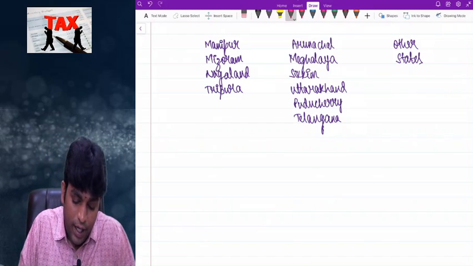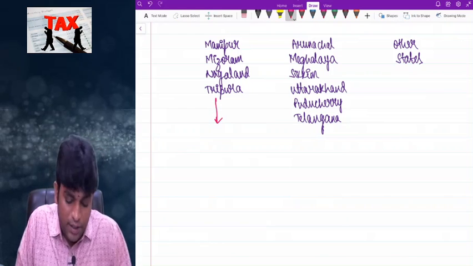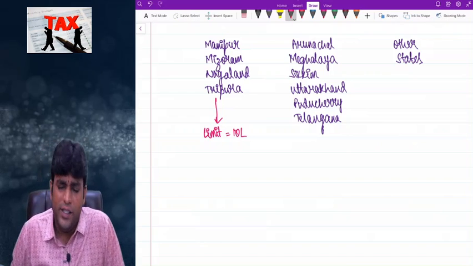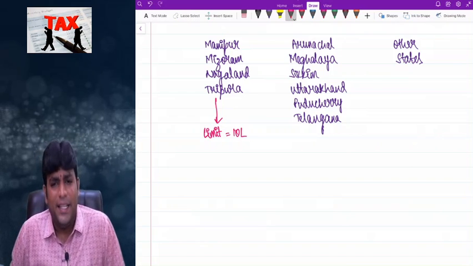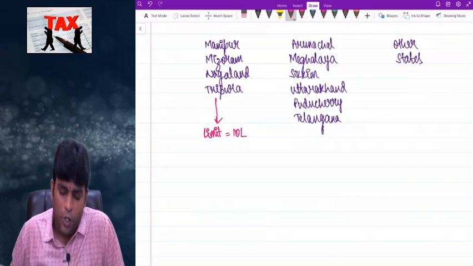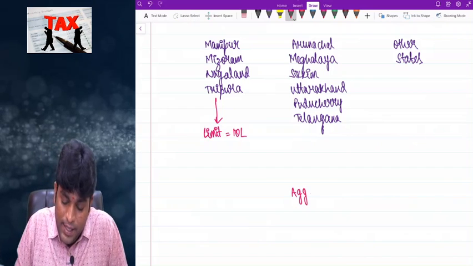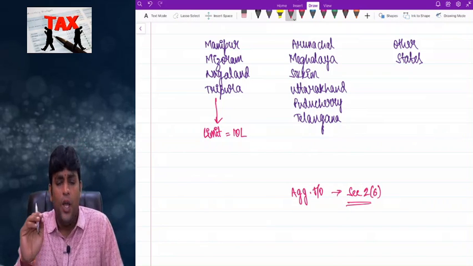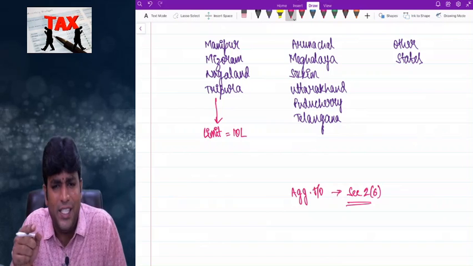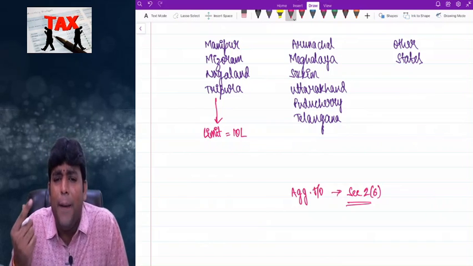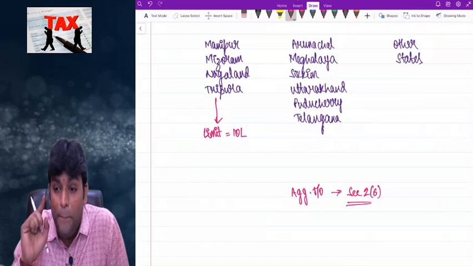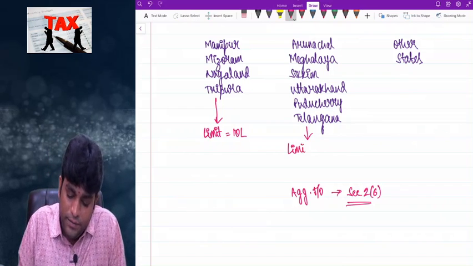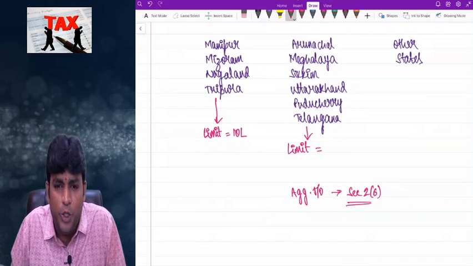Now the story is very simple, sir. In case of Manipur, Mizoram, Nagaland, Tripura, the limit is 10 lakhs. That means whether engaged in goods or service or both, the limit is still 10 lakhs only. When I say 10 lakhs, that 10 lakhs is aggregate turnover. Aggregate turnover is defined by section 26, which clearly says aggregate turnover covers all taxable supplies, exempt supplies, interstate supplies, exports on an all-India basis under the same PAN.